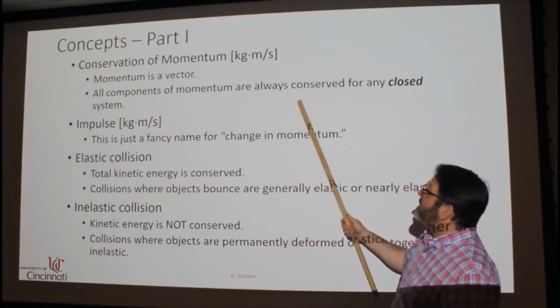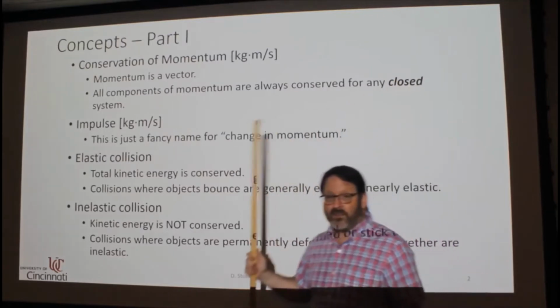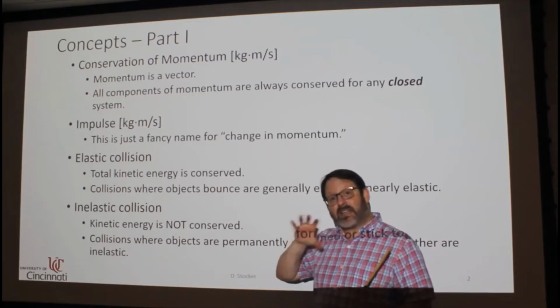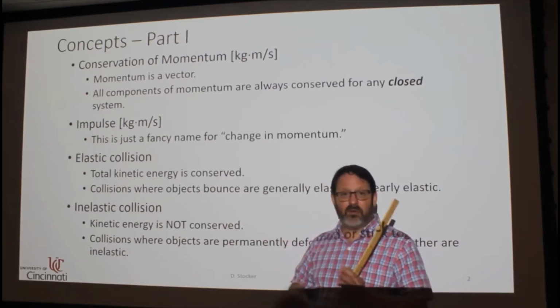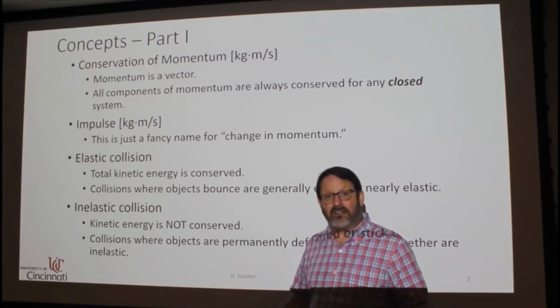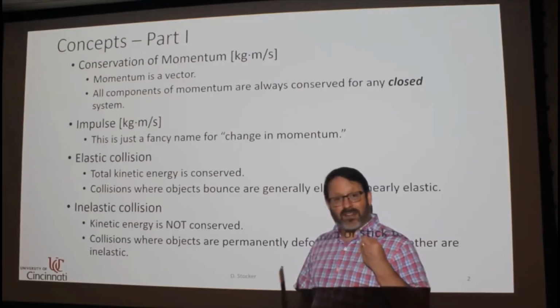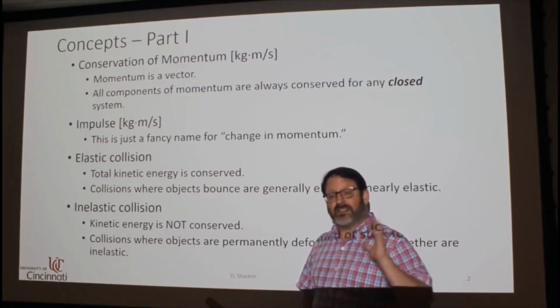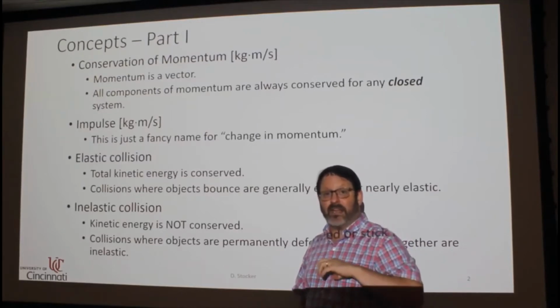All components of momentum are always conserved for any closed system. So that means the x momentum, the y momentum, z momentum, whatever directions you have, momentum is conserved in every direction in a closed system. So a closed system is one that does not have forces from outside acting on it.